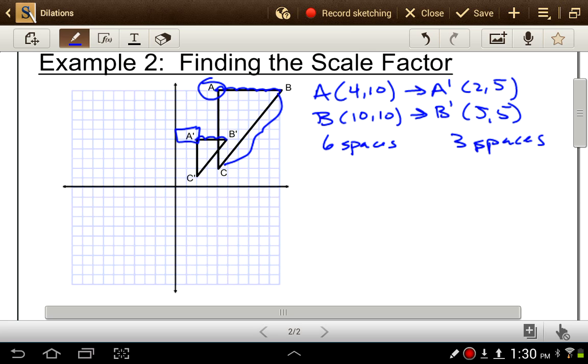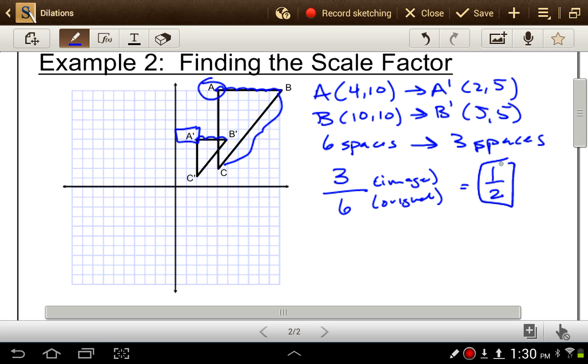Okay, so how do I go from my original to my image? Well, when I'm going to do this math, I want to put my image number on top, my ending number on top. So I'm going to take my image number goes in the numerator, and my original will go in the denominator, and I can divide those. And so this has a scale factor of 1/2.